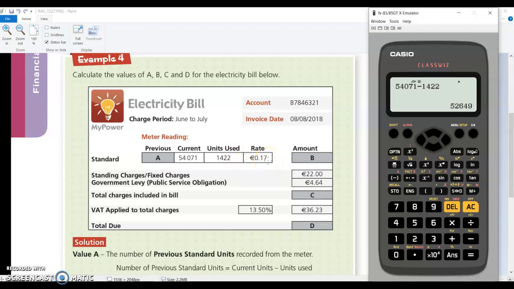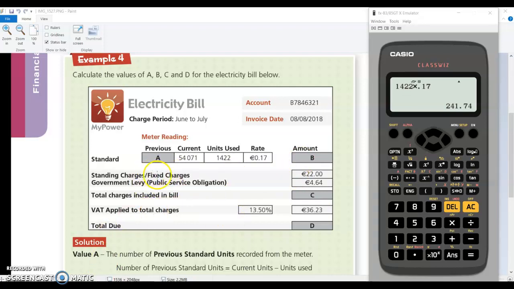They tell me the rate then is 17 cents. So that's 17 cents for every unit used. So you're just going to do 1,422 units used multiplied by 17 cents. So €241.74 is what goes in for B. Okay, so the standard rate over here, don't worry too much about it. Sometimes you get night rates and different rates of electricity. This is just saying it's all at one rate. So I've got my A, I've got my B now as well. It's 241.74.